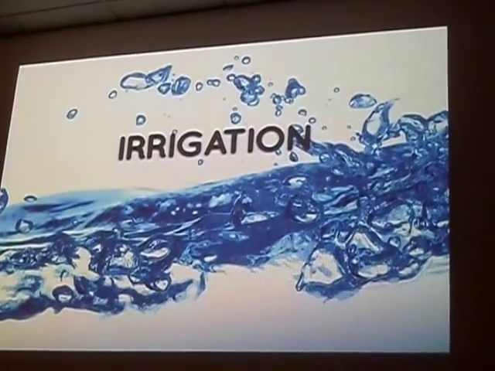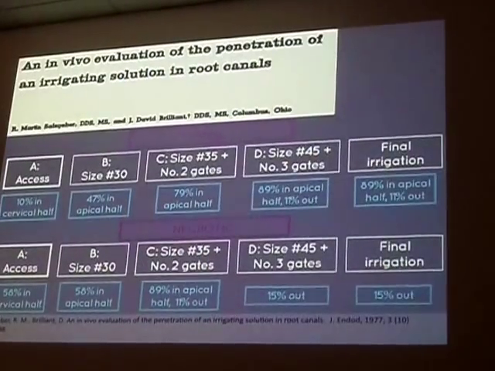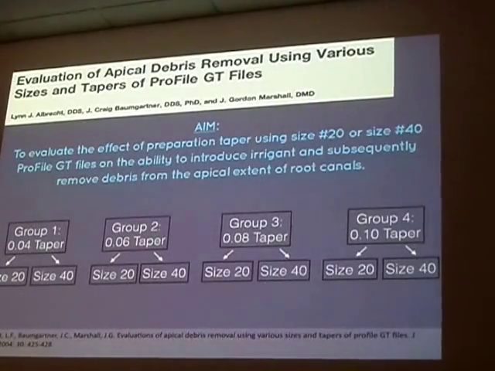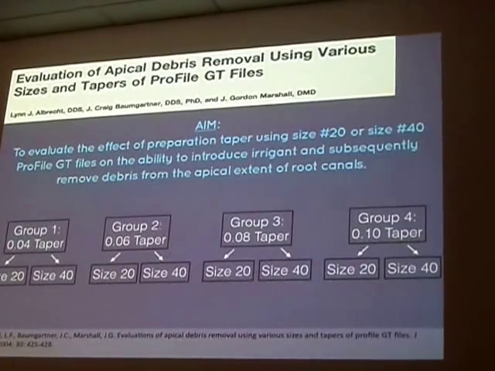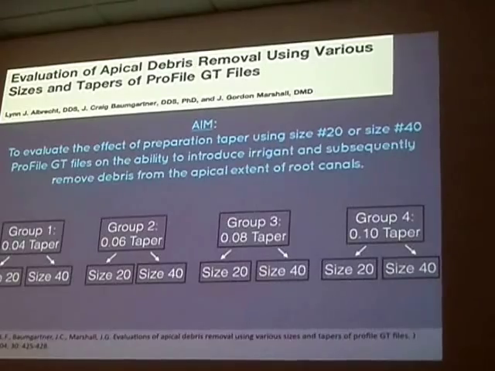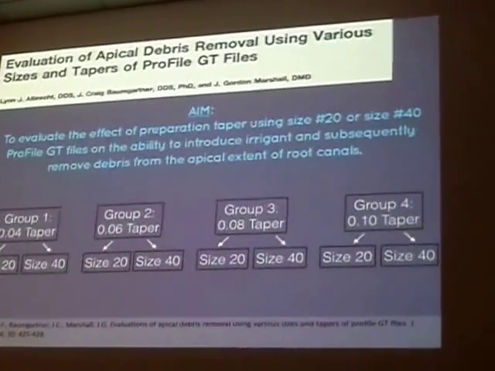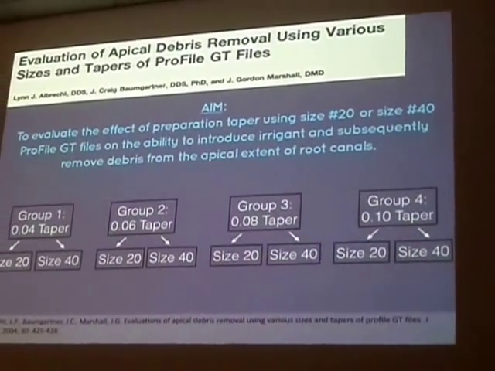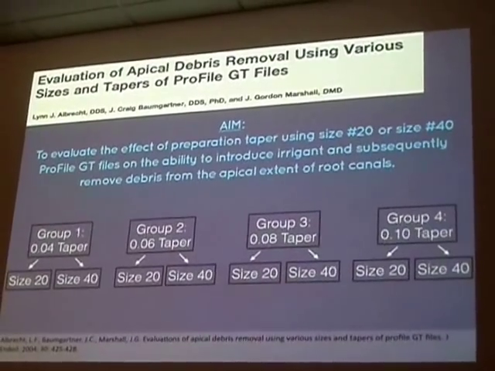Okay, so let's take a look at irrigation. Okay, so in Albrecht's study in 2004, he wants to evaluate how the taper and the apical enlargement affects debridement of the tooth.